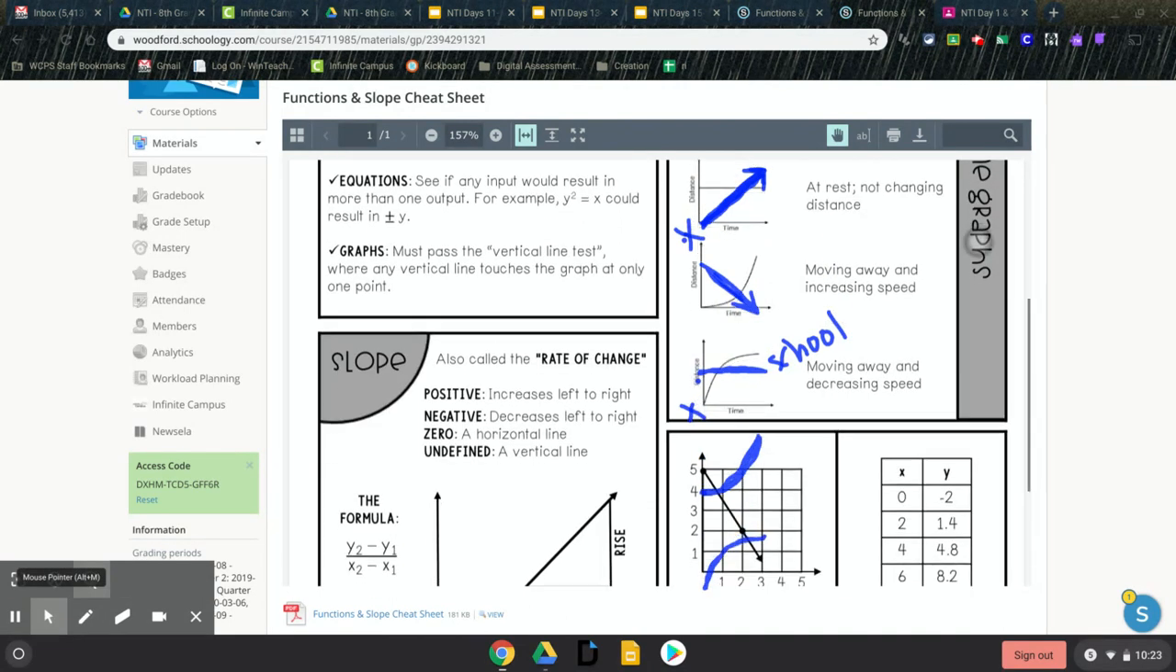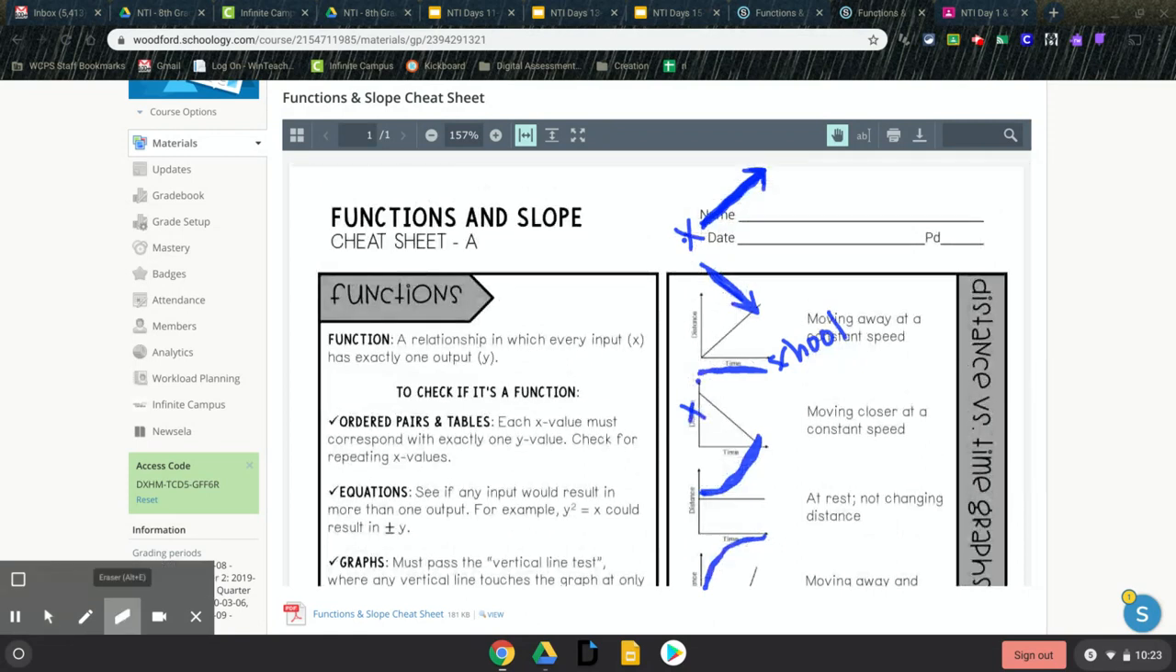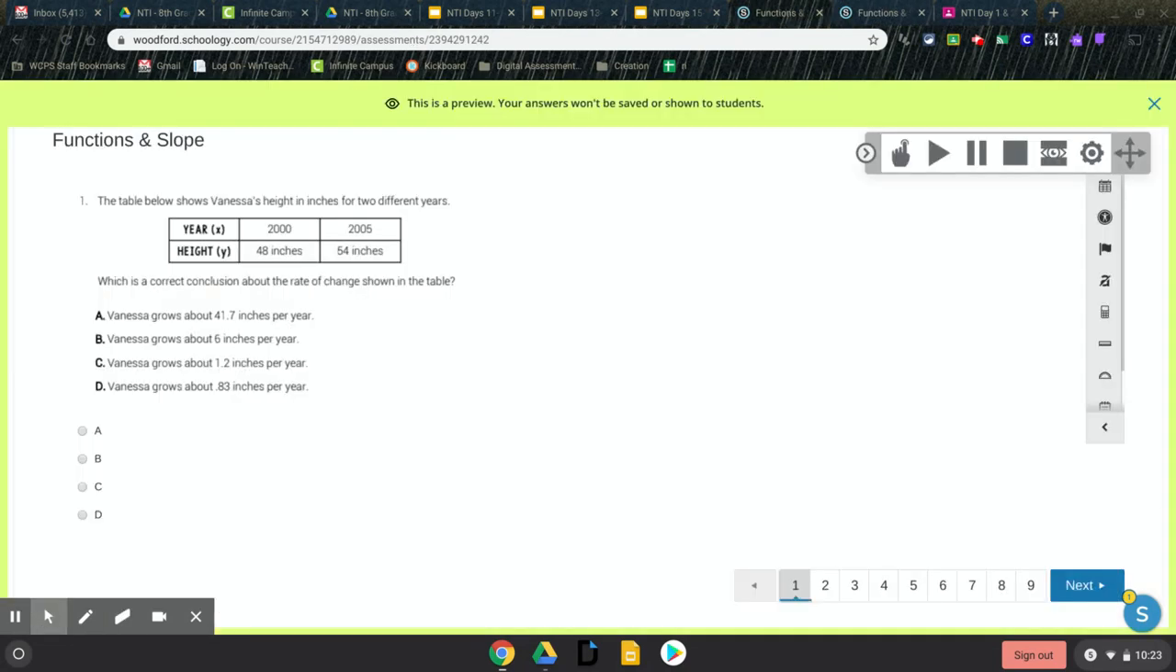All right, now that we've reviewed our cheat sheet, let's head on over and look at our questions for today. Number one, what is a correct conclusion about the rate of change shown in the table? Well, all we're going to need to do is stack and subtract. So here's one ordered pair. Notice this is x and this is y, and here's another ordered pair. So we're going to put our x over here and our y here, stack.